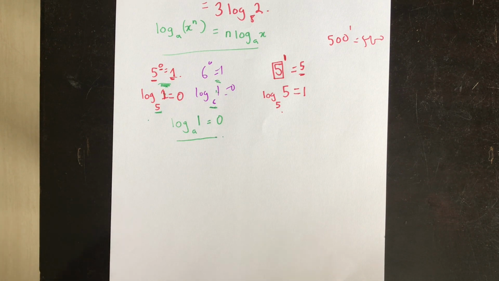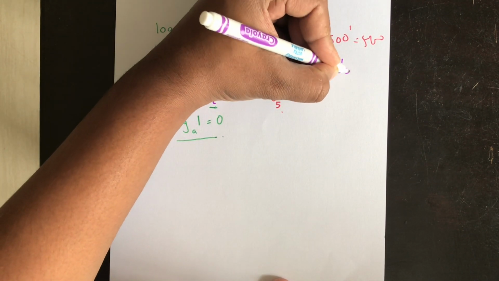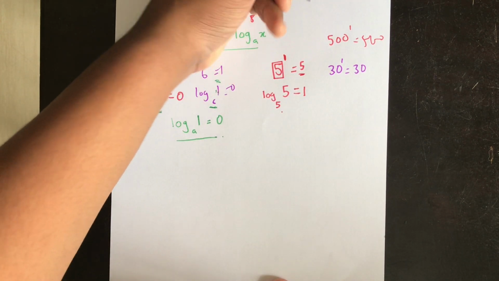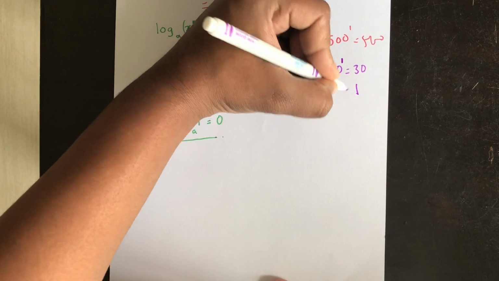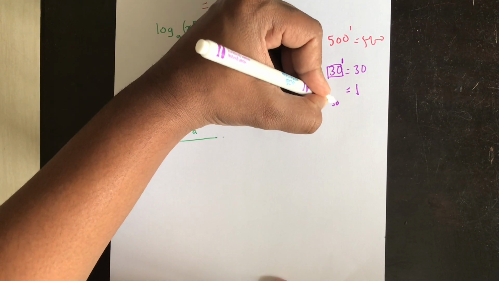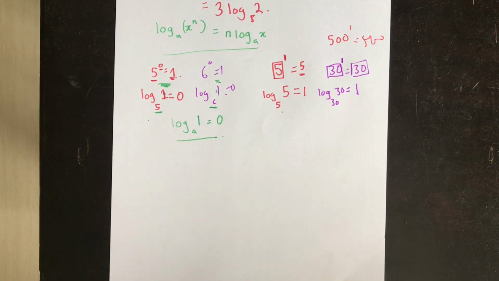Let's do this with number 30. 30 to the power of 1 is equal to 30. I want to convert this into log form. I have the power as 1, so I leave it on one side. I have the base of the power, that becomes the base of the log, and then I have my other value of 30. So log 30 base 30 is equal to 1.